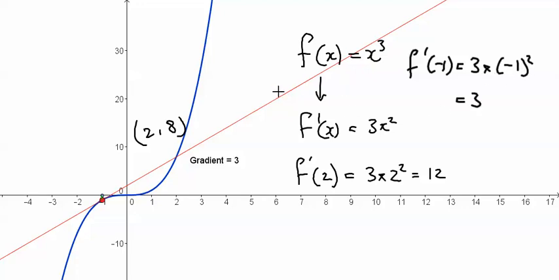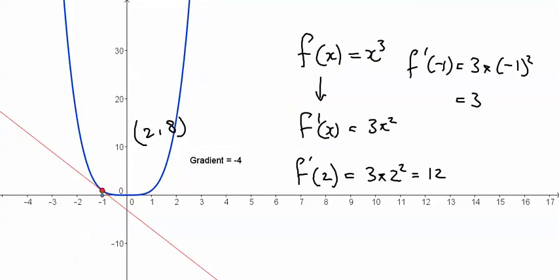Now, it'll work no matter what function you have. So, for example, let me change this function to something along the lines of x to the power of 4. So x to the power of 4 now.